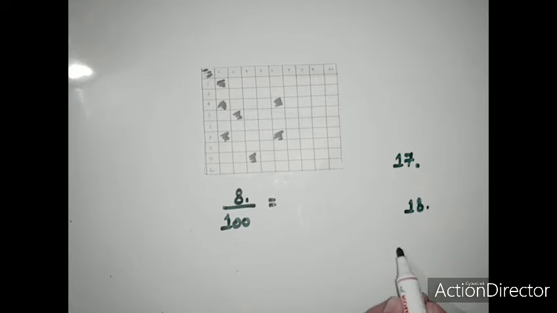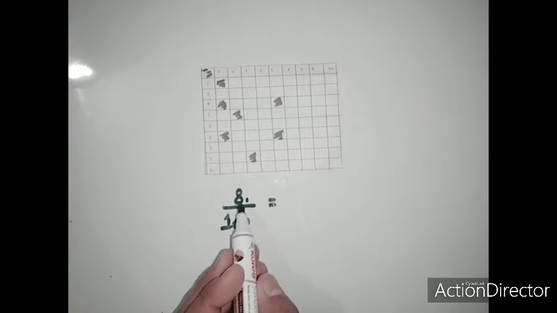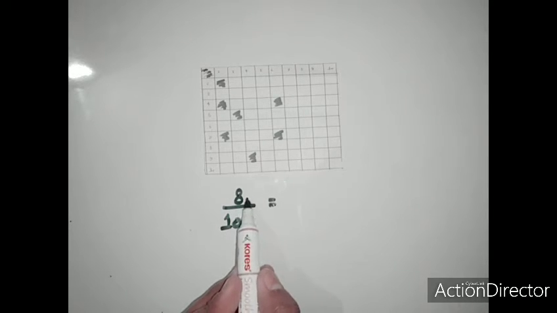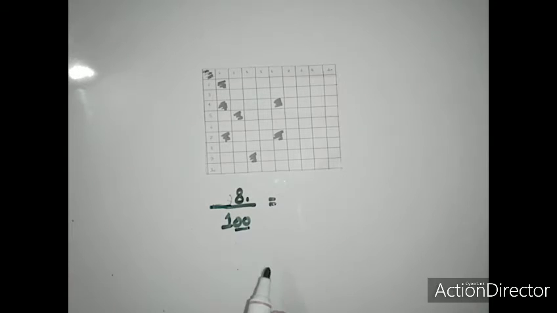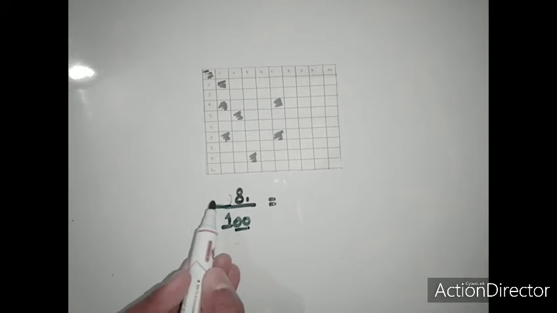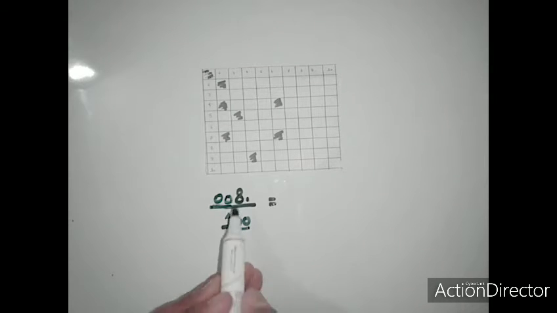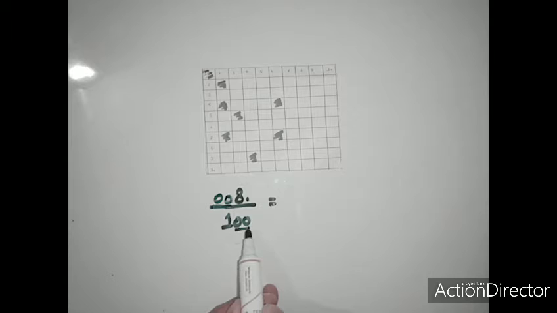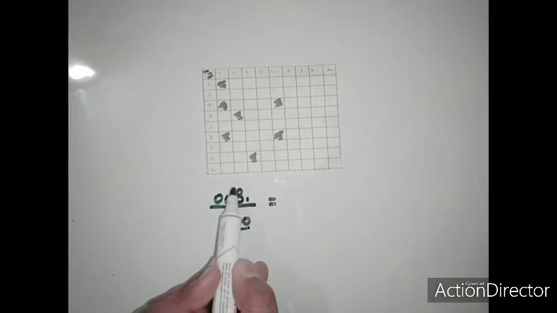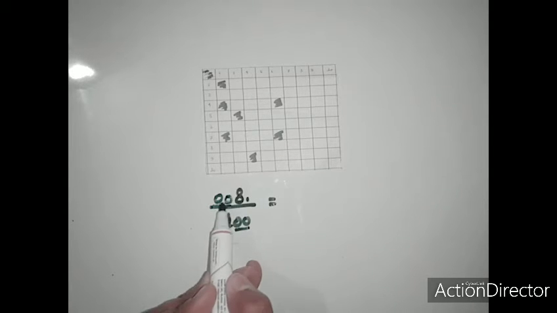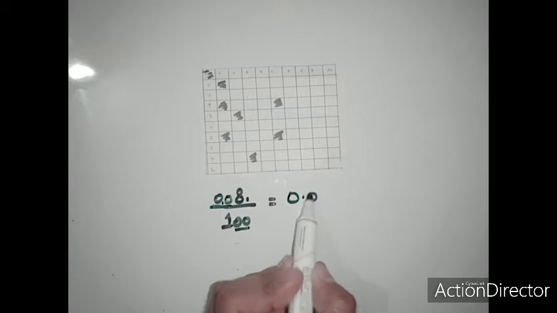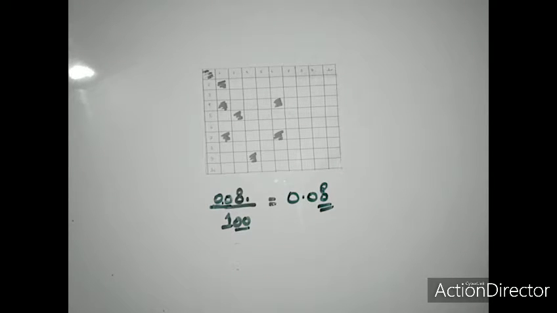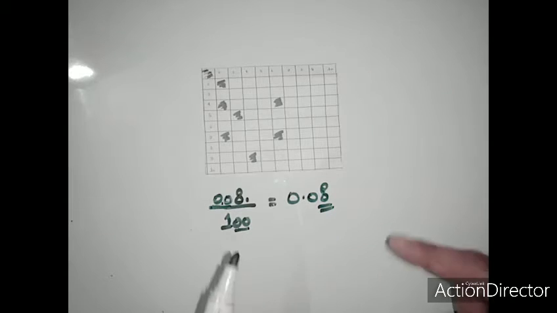Now take another example here, like 213. Where is the decimal place? Last end of the number. Now what are the total number of zeros in 100? There are 2 zeros, right? And we jump 2 places to the left hand side. So here we jump this decimal 2 places left hand side. 1 2. So here we get 0.08, and we get the same answer when we divide 8 by 100.